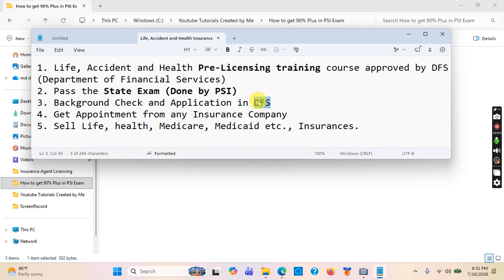Fourth step, once the Department of Financial Services, DFS, issues the license, then that licensed agent can get an appointment from any insurance company, from any insurer. And then once the appointment is taken from an insurance company, that person can sell life insurance, health insurance, Medicare, Medicaid, and disability income insurance.